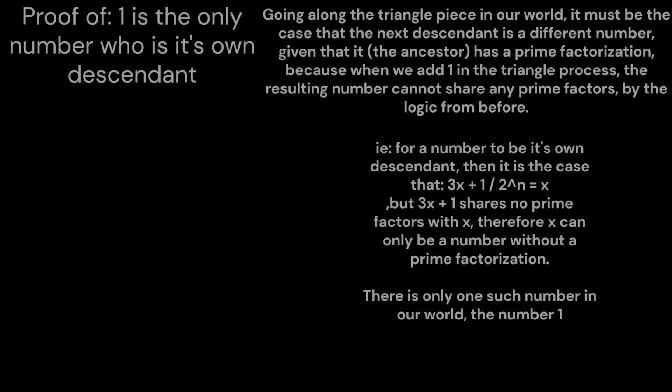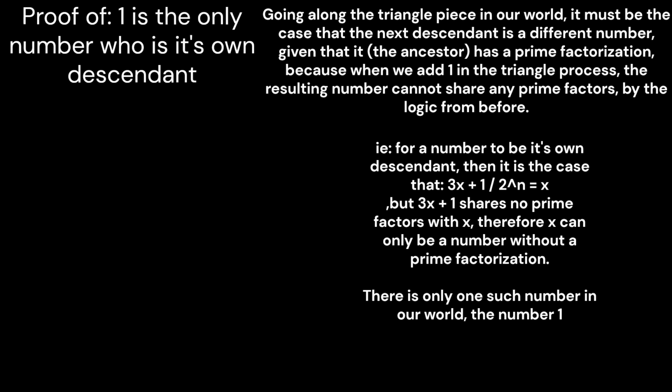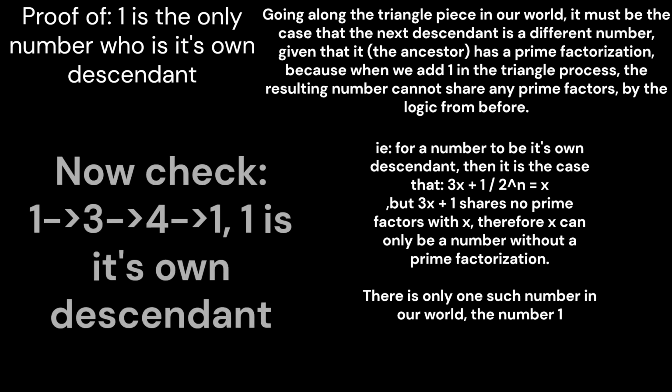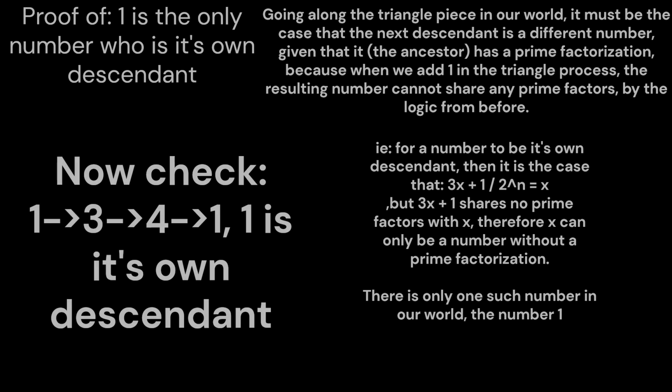When we add 1 in 3x plus 1, the number that follows cannot share any prime factors with x by our prior logic. Therefore, dividing by 2 to the n also shares no factors. Therefore, if a number were its own descendant, it must have no prime factors. There is only one number who is an integer like this, the number 1. Now we may check this single case to confirm, and it is.